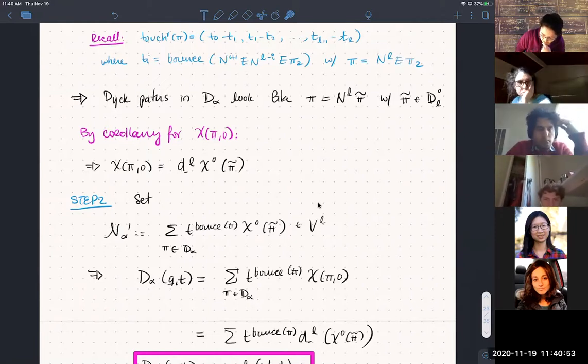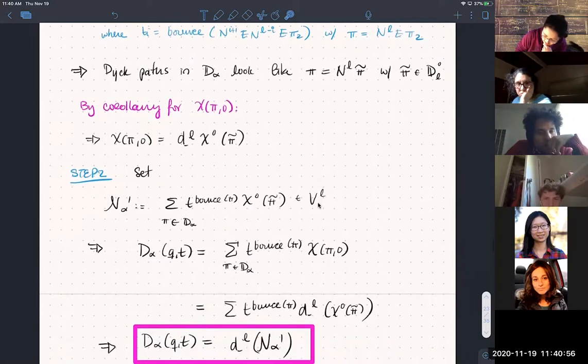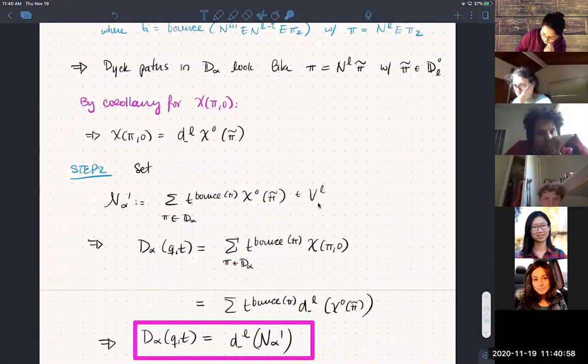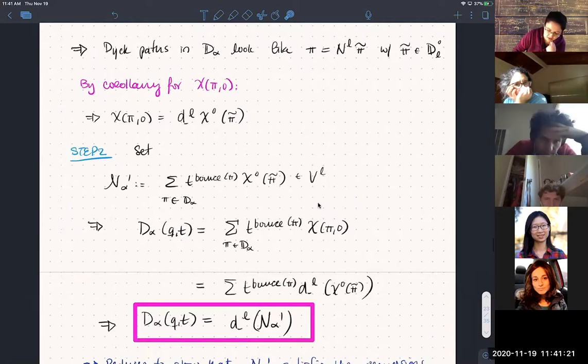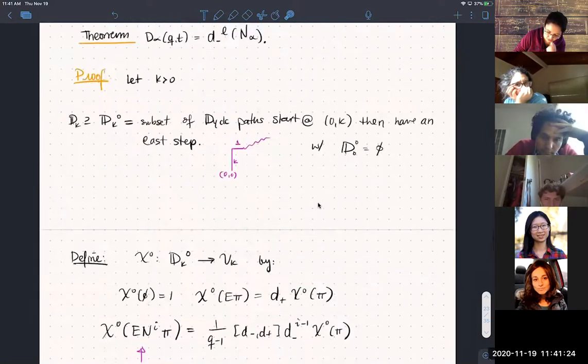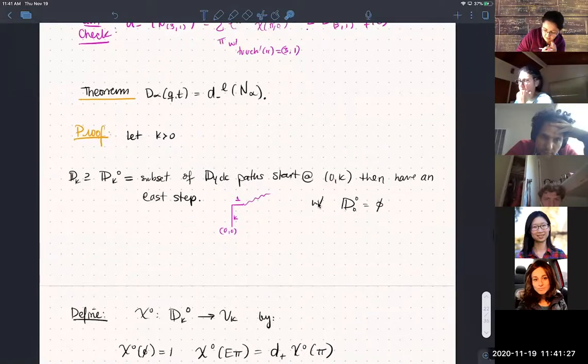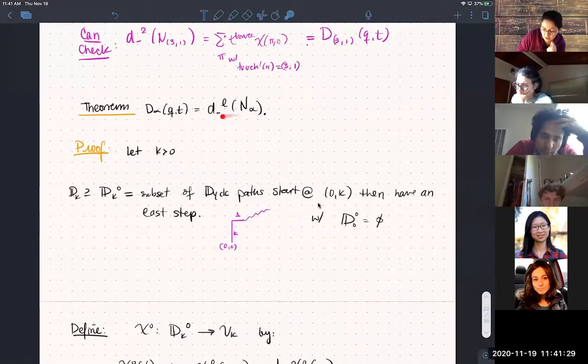And then we're going to notice that since this is true, this chi pi 0 can essentially be substituted for d minus of L of chi 0 of pi tilde. Then if you just pull the d L out, that means that this is just d minus of L applied to n alpha prime, which is just this. So that was part 1 of the theorem that we were trying to prove, which is this. It's basically that d alpha can be obtained from these n alphas.